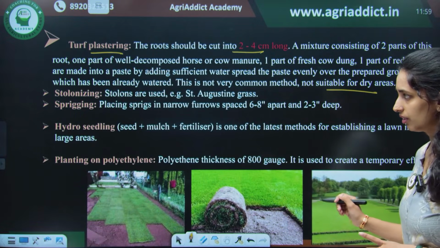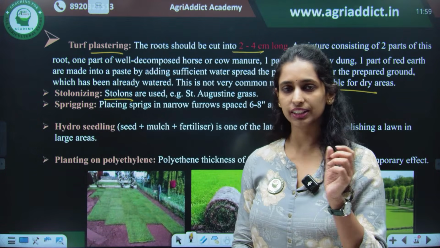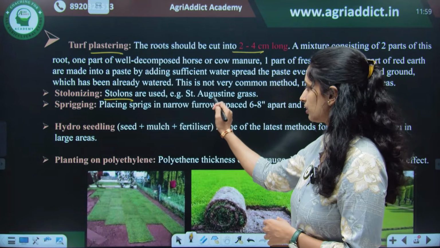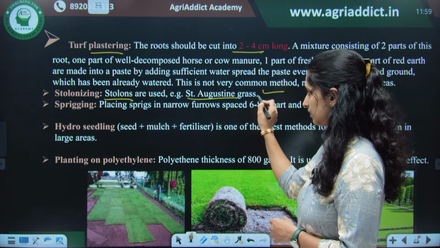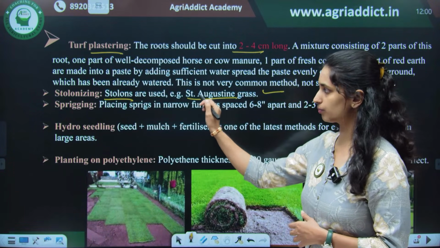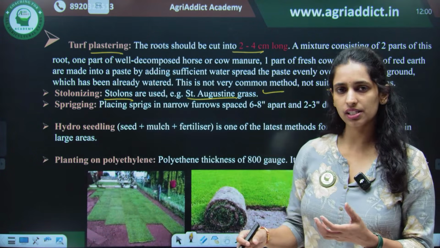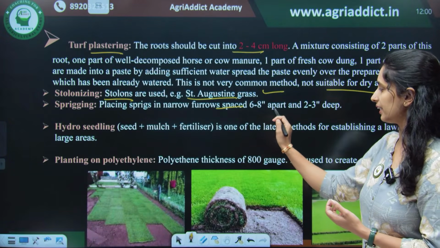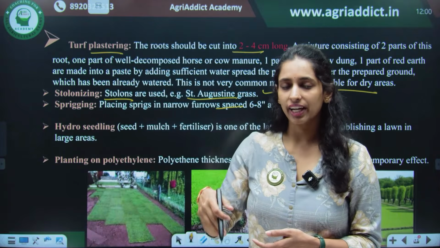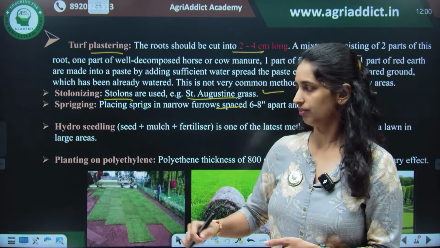Second one, stolonizing. Stolonizing comes from the word stolon. Stolon is a vegetative method of propagation ना. So stolon को हम use करते हैं. So stolons are used mostly in this Saint Augustine grass. हम अभी पढ़ के आए ना वो the most shade tolerant grass. So that is mostly where stolonizing is practiced. Third is spridging. Spridges in a narrow furrow spaced 6 to 8 inches apart and 2-3 inches depth. Just हम seeds को कैसे उगाते हैं ना, ऐसे ही this lawn pieces हम ऐसे ही उगाते हैं.